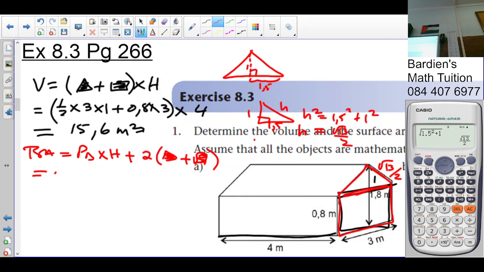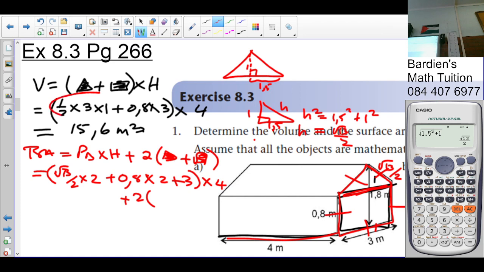Okay, so if you work out that perimeter, it's going to be root 13 over 2 times 2. There's that one and that one. Not so? Plus this length and that length. So 0.8 times 2 plus this length, which is 3, times the depth of this object, which is 4, plus 2 times the area of this base, I can take from there, which is going to be a half times 3 times 1 plus 0.8 times 3.